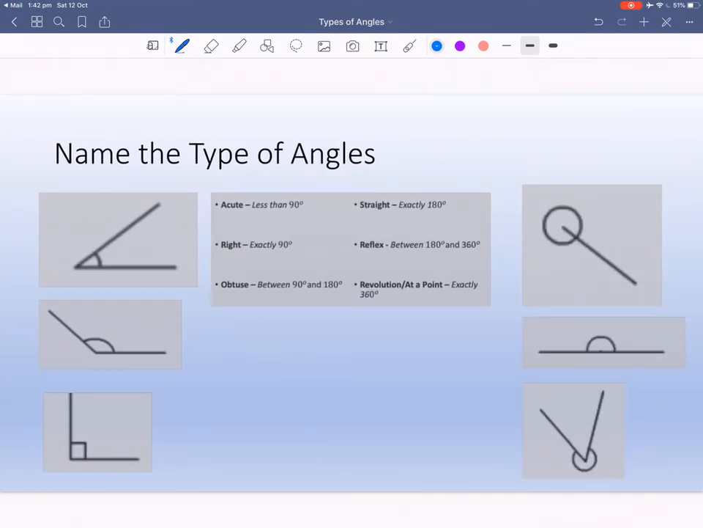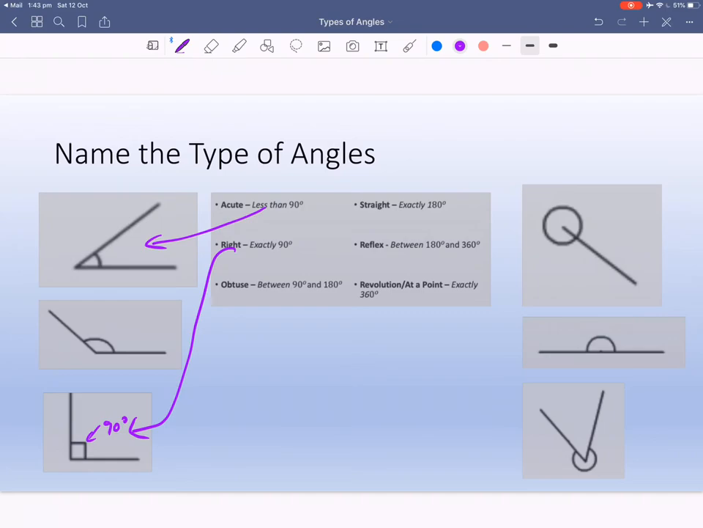All right, we've got one last activity. Name these type of angles. Maybe press pause and see if you can do it ahead of me. I'm just going to draw a line to each one of them. I'm going to use a purple line. So acute, less than 90, that looks like it there. A right angle, well, that's the symbol for 90 degrees. So that would be right angle.